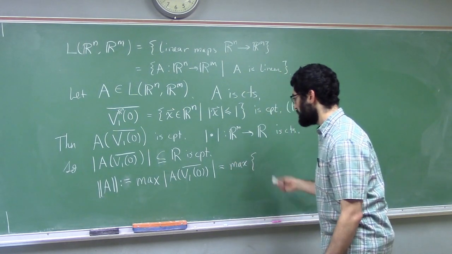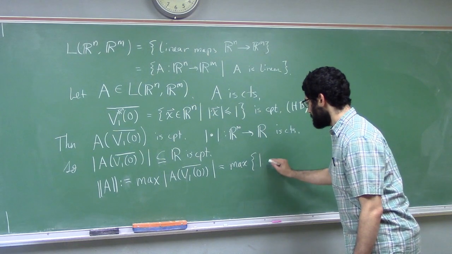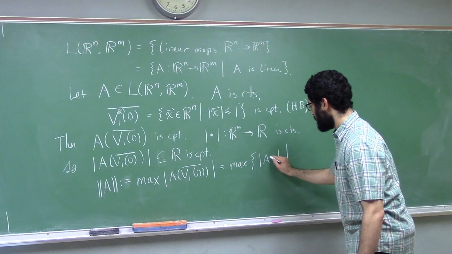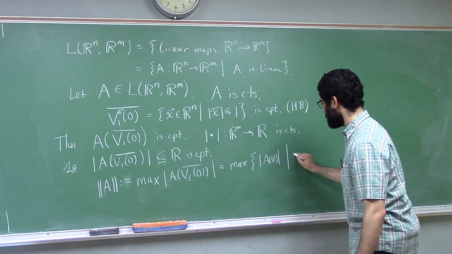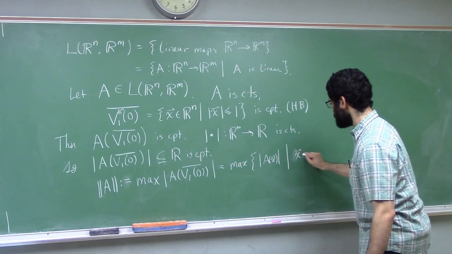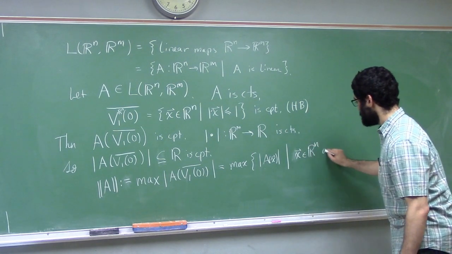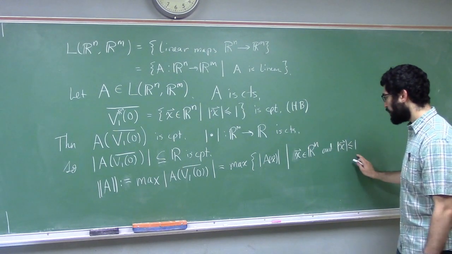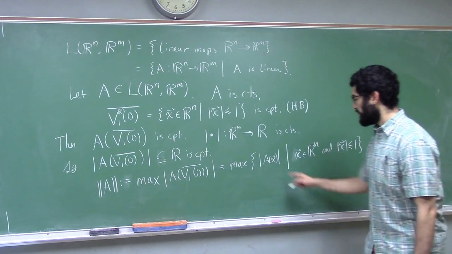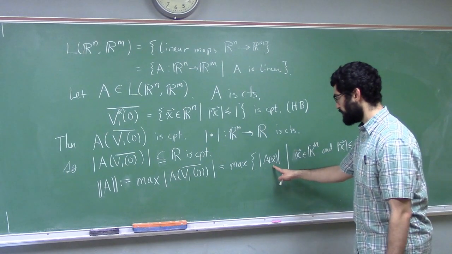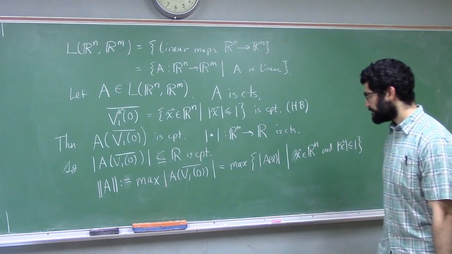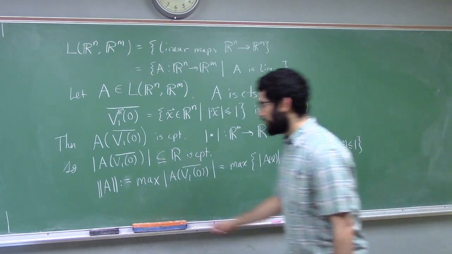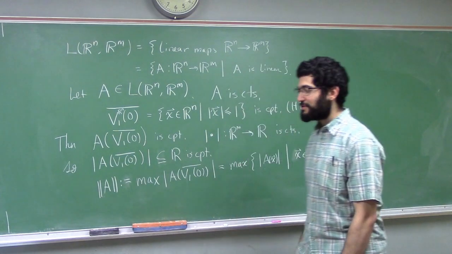I'm just going to describe the image in another way. Look at A applied to x for all the x in Rn such that x is no more than 1 away from the origin. And look at how far Ax is away from the origin, and then take the maximum of those. So you can think of this as a way to measure the size or the magnitude of a linear map.